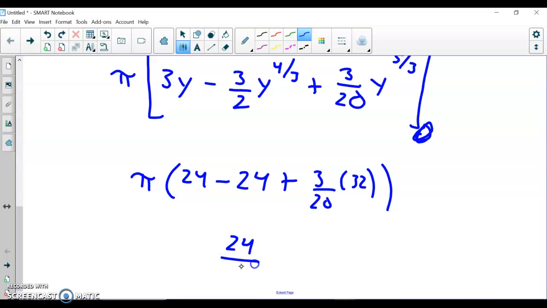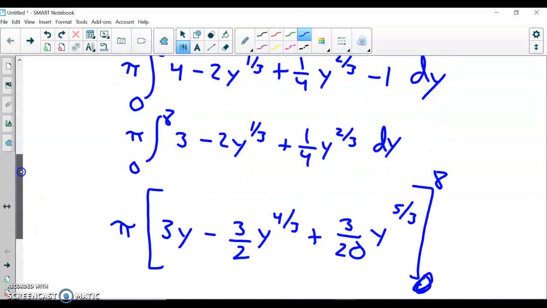24/5, I believe. You simplify that, right? Let's see, because that would be a 10 and 16, 5 and 8, yes. All right, so this should be the answer here, 24/5 pi.